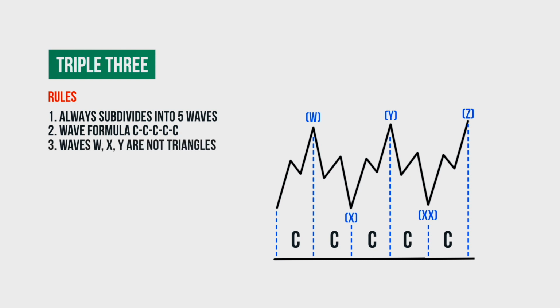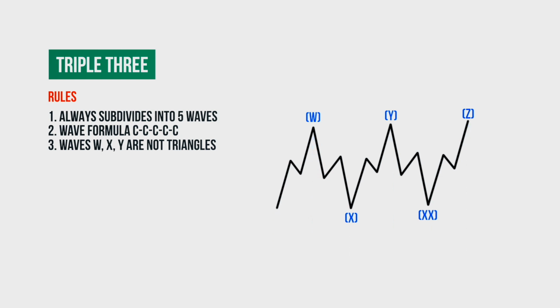Third rule, the first three waves, namely W, X, and Y, cannot take the form of triangle, and the waves XX and Z can take the form of any corrective patterns, including triangles. Here we have displayed an ascending triple three, a pattern that tends to move in an upward direction and is formed in a downward market. That is, before the corrective wave and after the trend is descending.